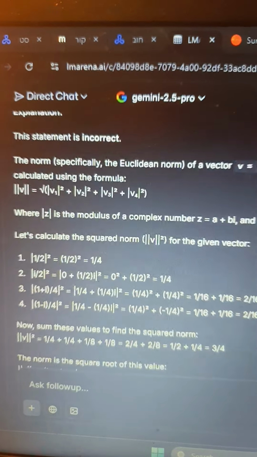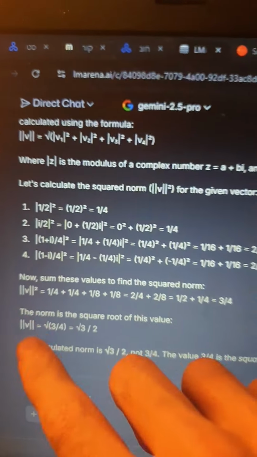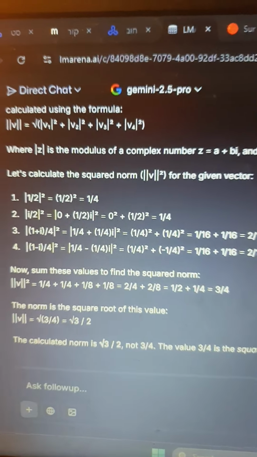And that's all I wanted to show you now: how to calculate the norm of a complex vector in the complex space, as it is called.